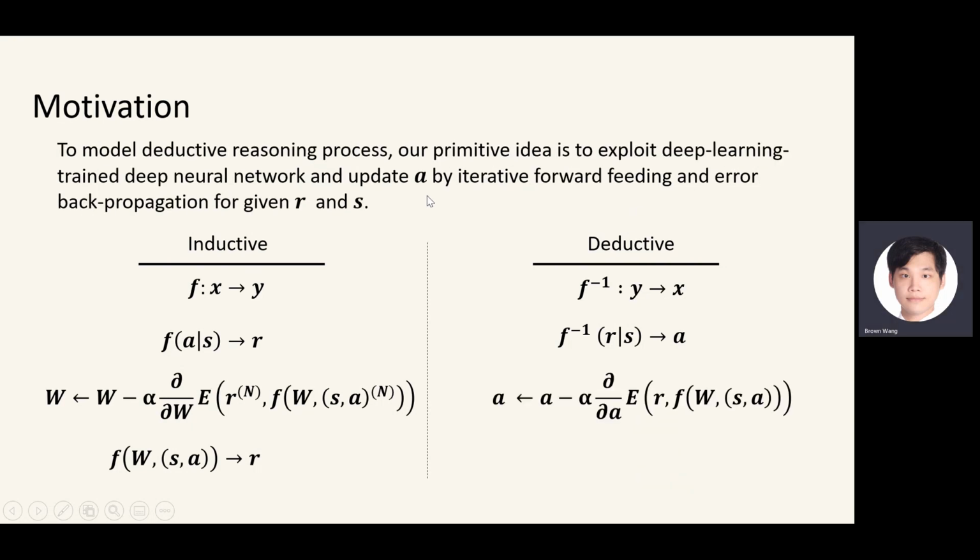Since deep learning is so successful, and deductive reasoning usually comes after inductive reasoning, to model human deductive reasoning we decided to exploit trained deep neural networks. Our very primitive idea is to exploit a trained deep neural network, which learns the state, action, and future reward. Then, with this trained network, for a given state and desired reward, we update the actions by forward propagation and error backpropagation with the neural weights fixed. We hope that the neural network will then generate a good action. This process might seem very familiar to some of you. It's very much like Deep Dream.